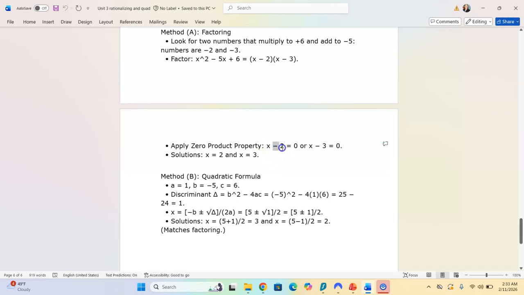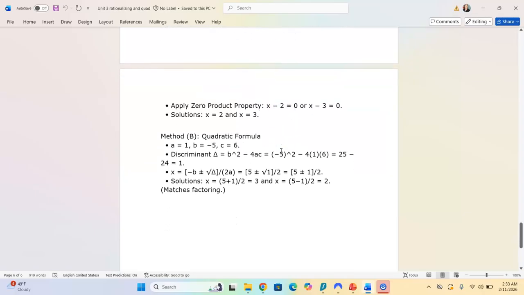Because when you move that negative 2 to the other side, it becomes a positive, and when you move that negative 3 to the other side, it becomes a positive. So when you add 3 to both sides, you're going to actually end up with x equals a positive 3, or here x equals positive 2, because you moved it over to the other side of the equals.